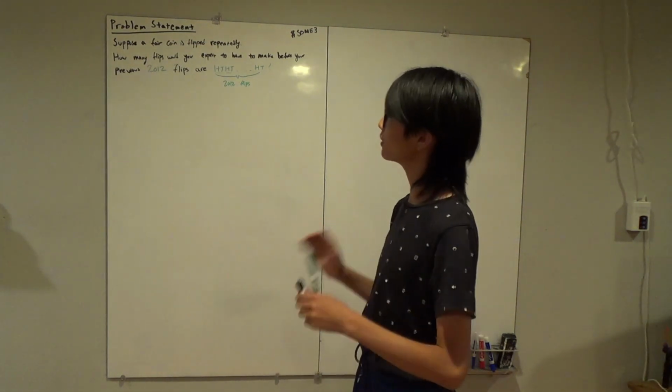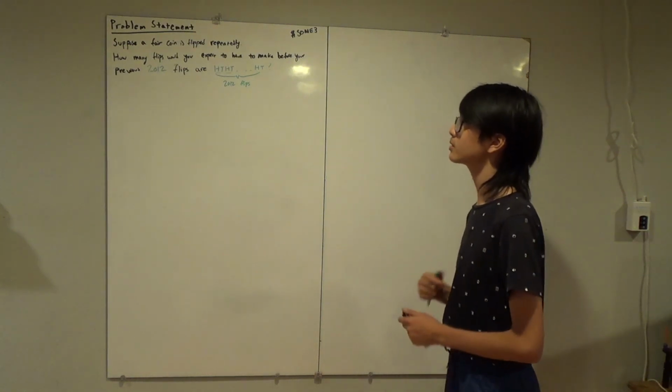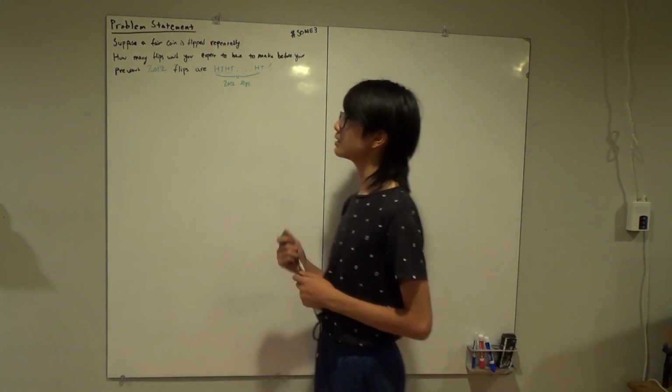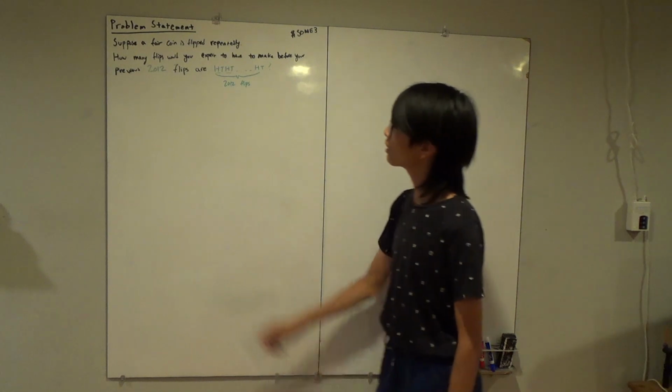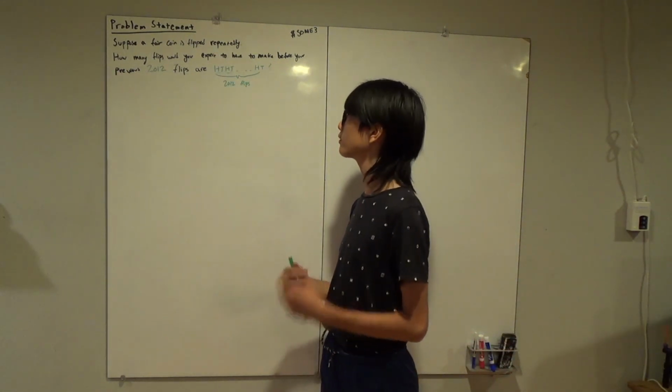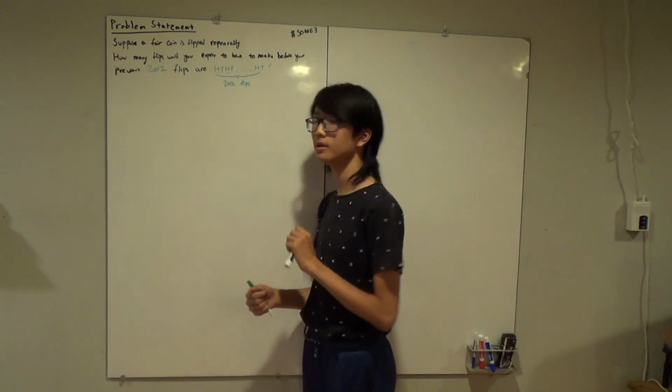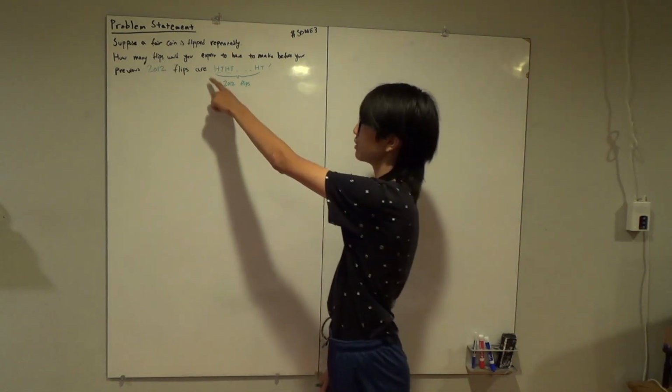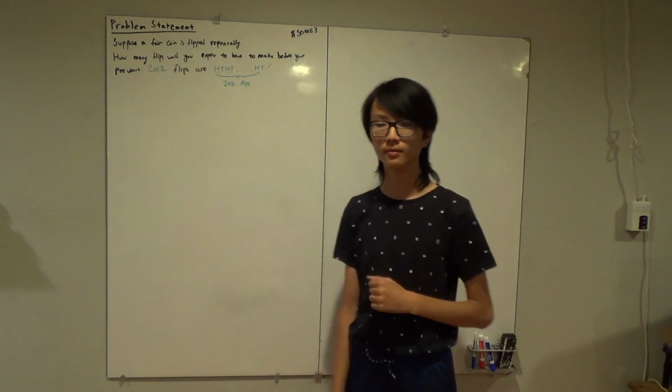Today I'll be going over the following challenge problem. Suppose a fair coin is flipped repeatedly. How many flips would you expect to have to make before your previous 2012 flips are this alternating sequence of heads and tails? So heads, tails, over and over and over for 2012 separate flips. Oh, and to be clear, I will be using H to denote heads and T to denote tails for this problem.